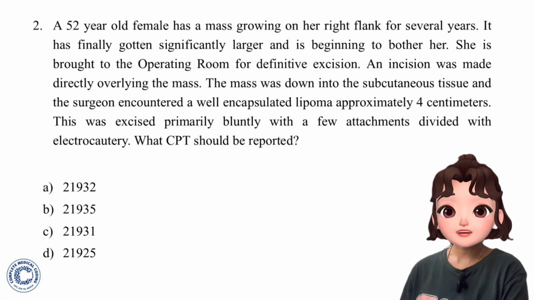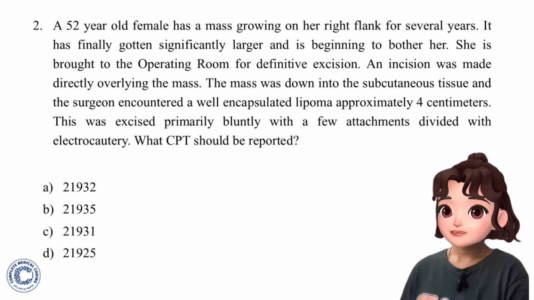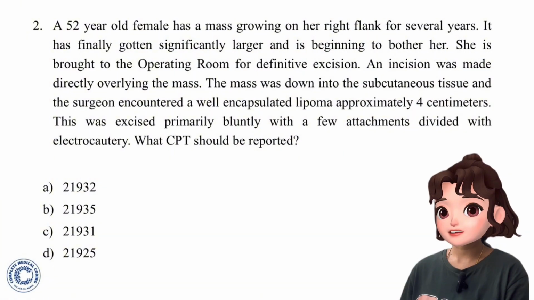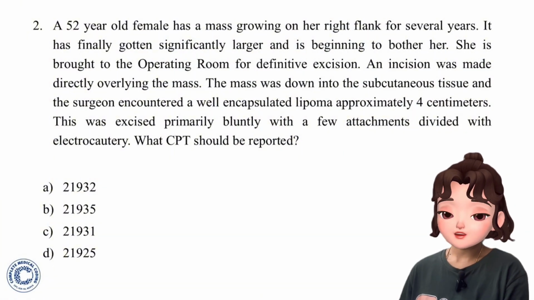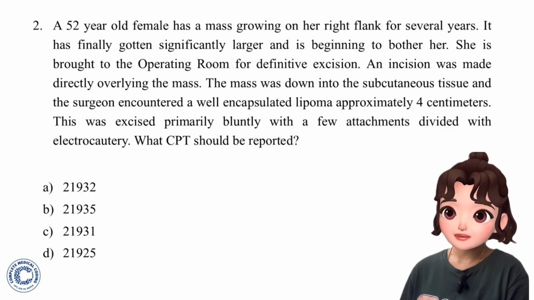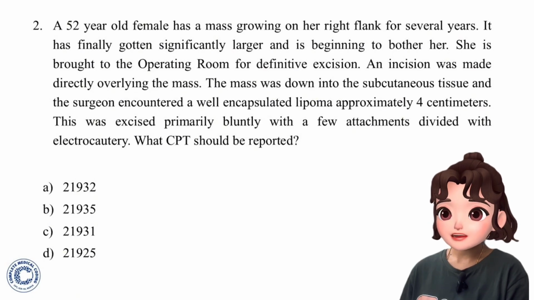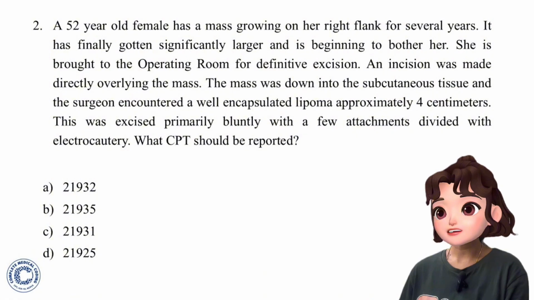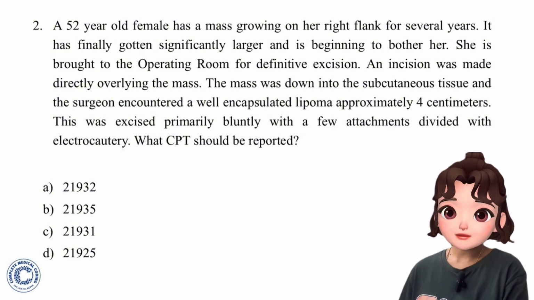Now, moving to the second question. A 52-year-old female has a mass growing on her right flank for several years. It has finally gotten significantly larger and is beginning to bother her. She is brought to the operating room for definitive excision. An incision was made directly overlying the mass. The mass was taken down into the subcutaneous tissue, and the surgeon encountered a well-encapsulated lipoma approximately 4 centimeters. This was excised primarily bluntly with a few attachments divided with electrocautery. What CPT should be reported?